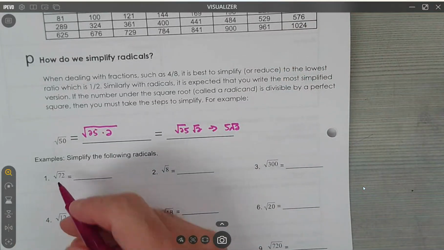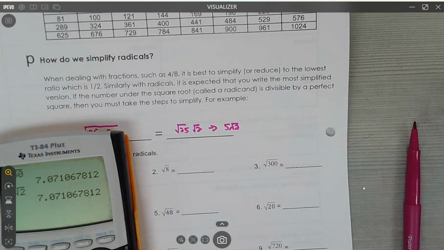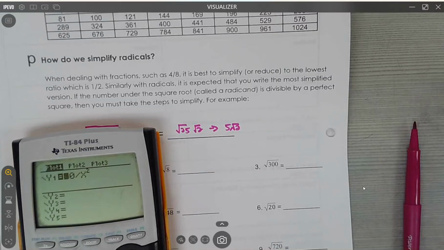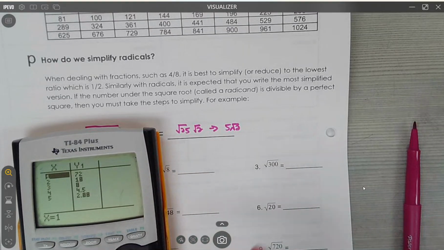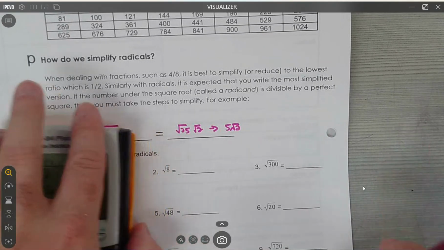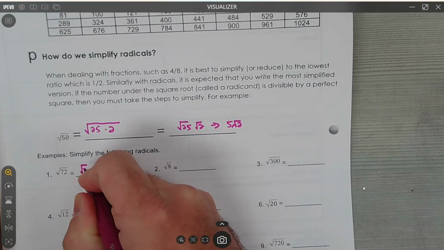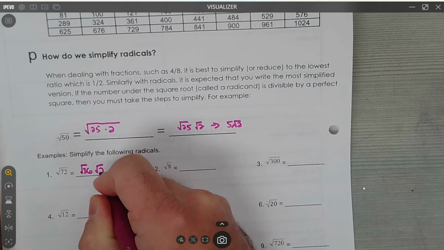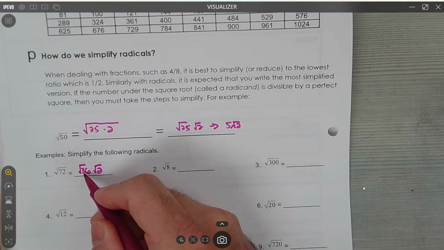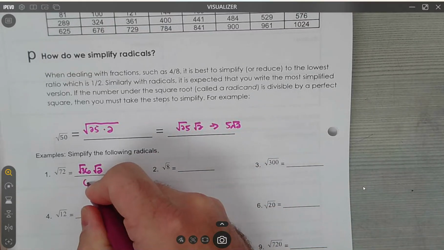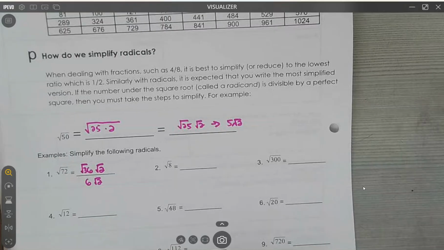So let's look at a couple other examples. Let's look at 72. We want to find the largest perfect square that goes into it. I'm going to go back to y equals, and instead of 50, I'm going to put 72 divided by x squared, and then go second graph. These are all the numbers that go into it. 3 goes into it pretty good. 4 does not. Well, it looks like 6 squared goes into it twice. So I can rewrite this as the square root of 36 times the square root of 2. How did I get 36? It's what 6 squared is. That ends up with 6 square root of 2. That's what it simplifies to.